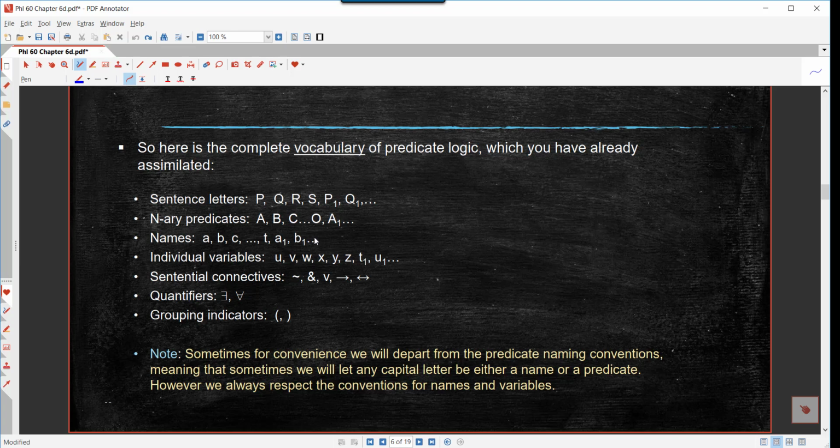Okay, and so then we have names, as we know, and we have individual variables. We designate them to specific parts of the alphabet. Then we just have the sentential connectives from propositional logic. We have our two new quantifiers, and we have brackets. Formally, we only acknowledge these brackets, but informally, we acknowledge square brackets, which we might use sometimes when formulas get pretty complicated. Okay, so that's the actual full definition of the predicate logic vocabulary.